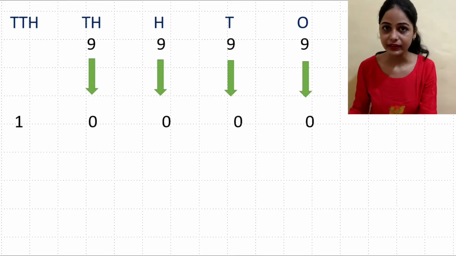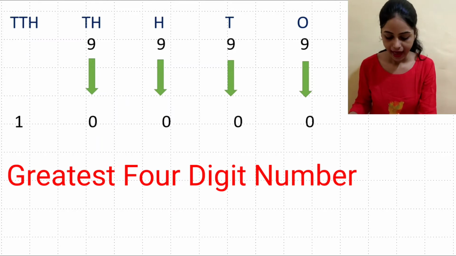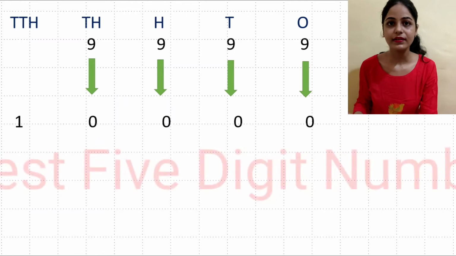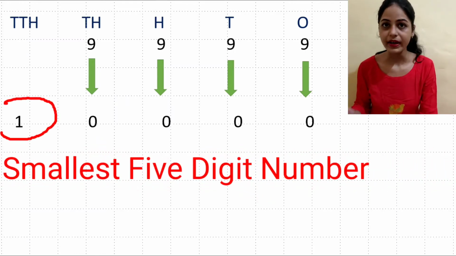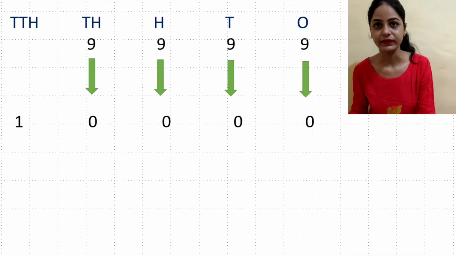As we all know that 9999 is the greatest 4-digit number and 10,000 is the smallest 5-digit number. So this one actually represents the 10,000.